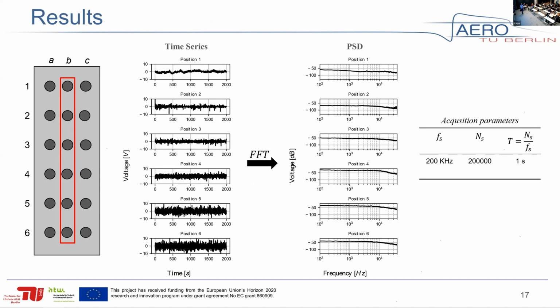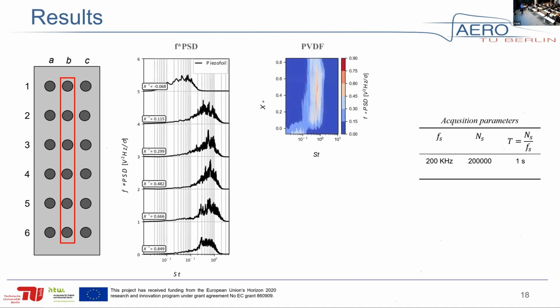These are the results: the time series we obtained from the sensors and the PSD. We acquired all the sensors simultaneously, I mean 16 sensors simultaneously at 200 kilohertz. And for 1 second acquisition time, we cannot get much from the normal PSD, so we move to the pre-multiplied one. As you can tell, we measure in the first position the low frequency unsteadiness with a Strouhal number around 0.04, 0.05. And then as soon as we move down under the separation bubble, we switch to a Strouhal number closer to 1.